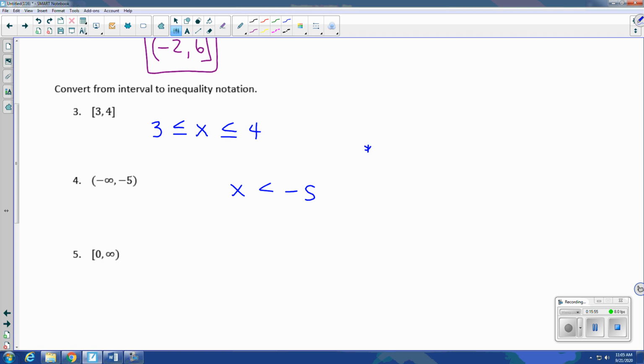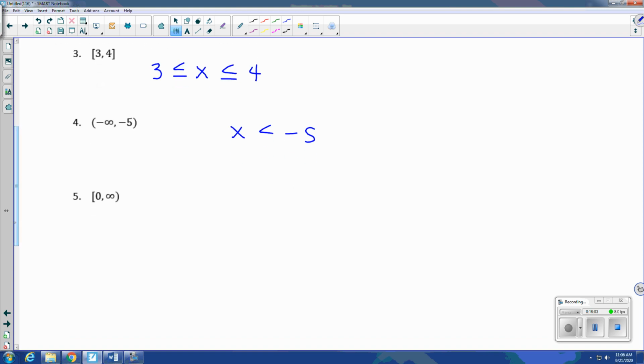So if you want to take a note of that, star that somewhere. If you're going to use this technique, always erase infinities. Now this next one, 0, some space, infinity. Always face left if you're going to use this technique. 0 is included, infinity is never included. Because I have an infinity in my interval, I'm going to erase it.